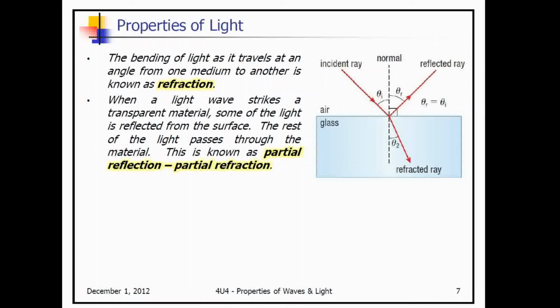So when a light wave strikes a transparent material, some of the light is reflected from the surface. The rest of the light passes through the material. This is known as a partial reflection, partial refraction.